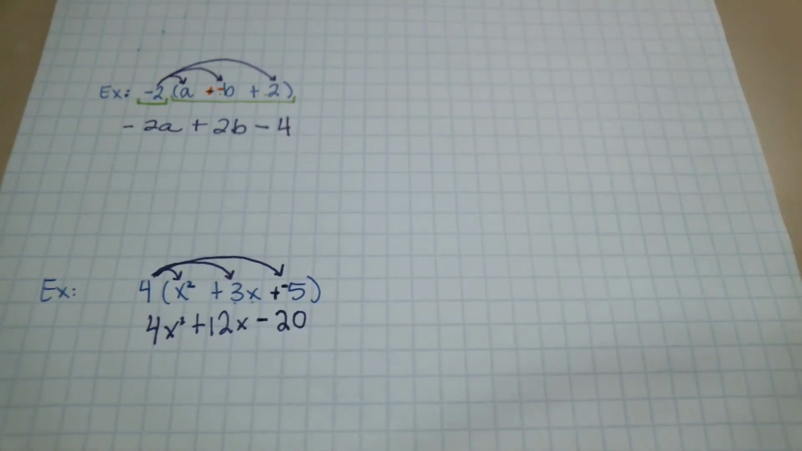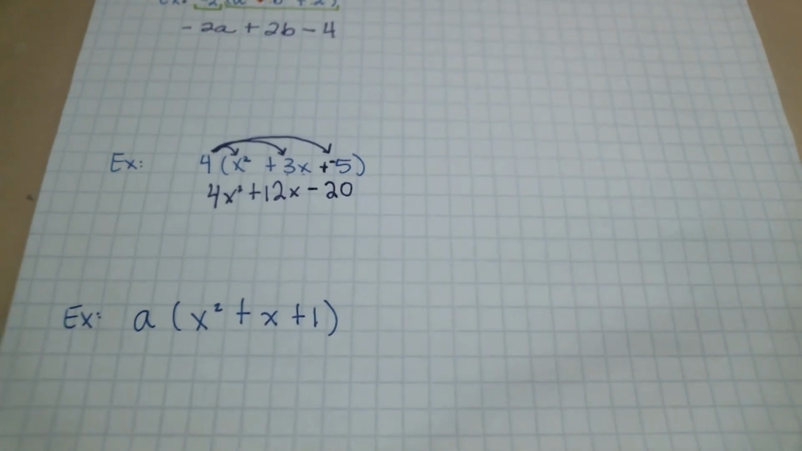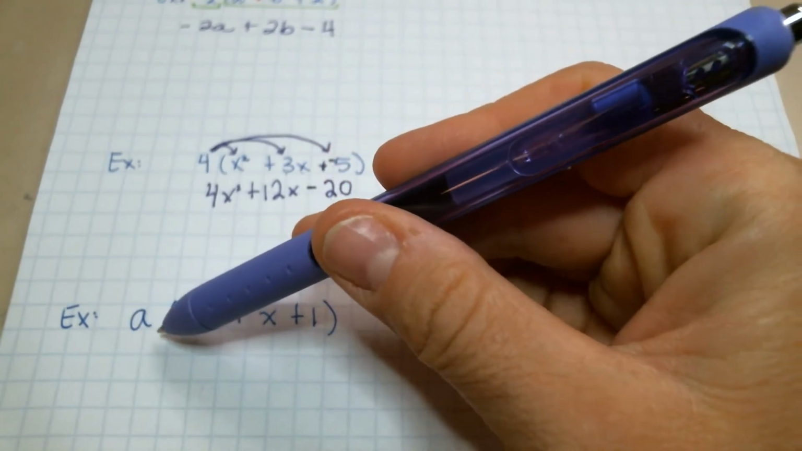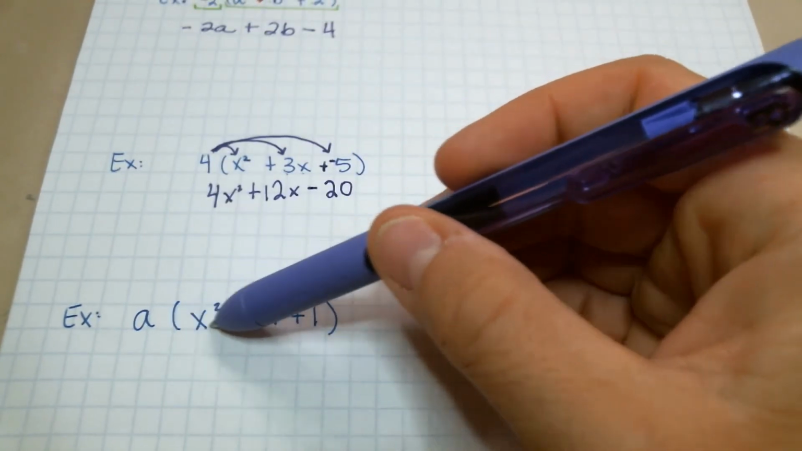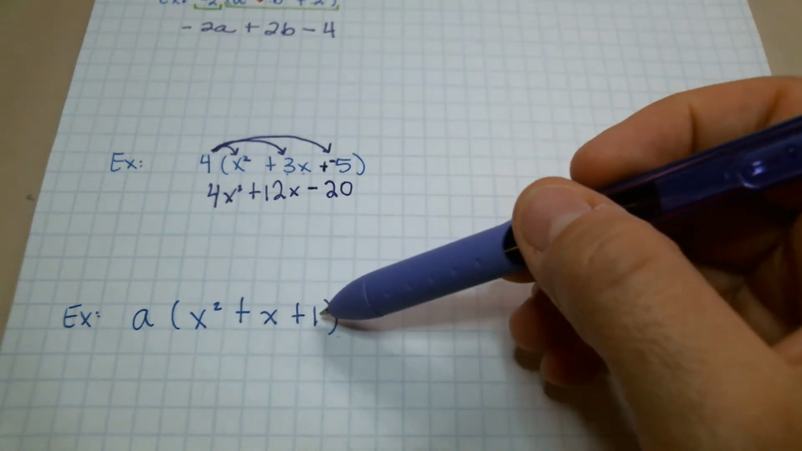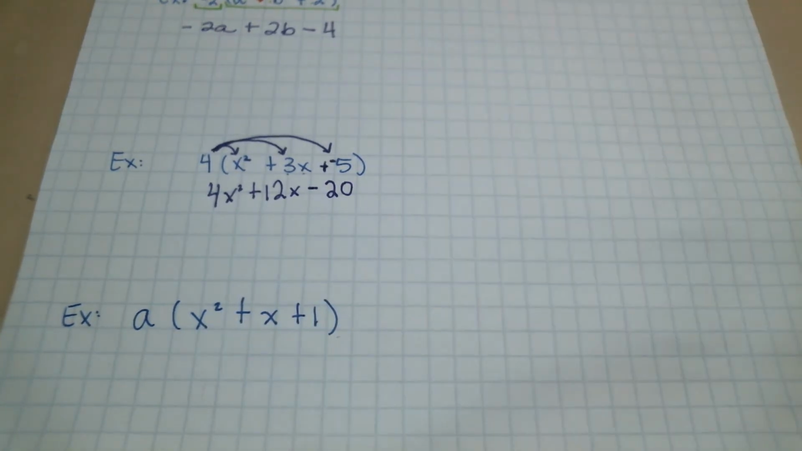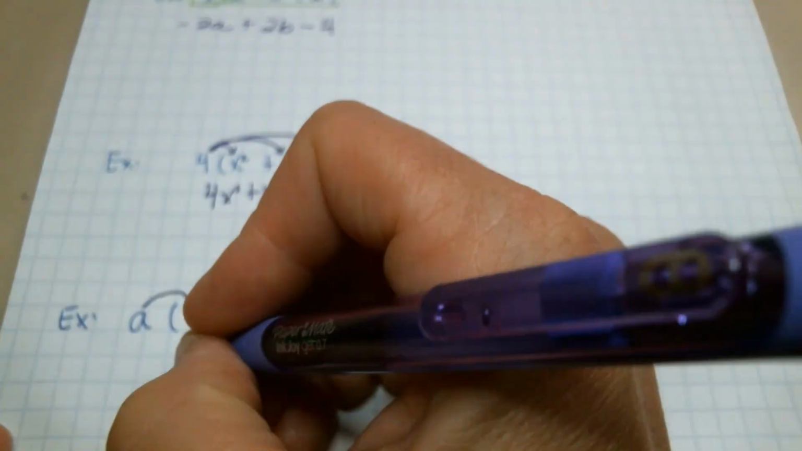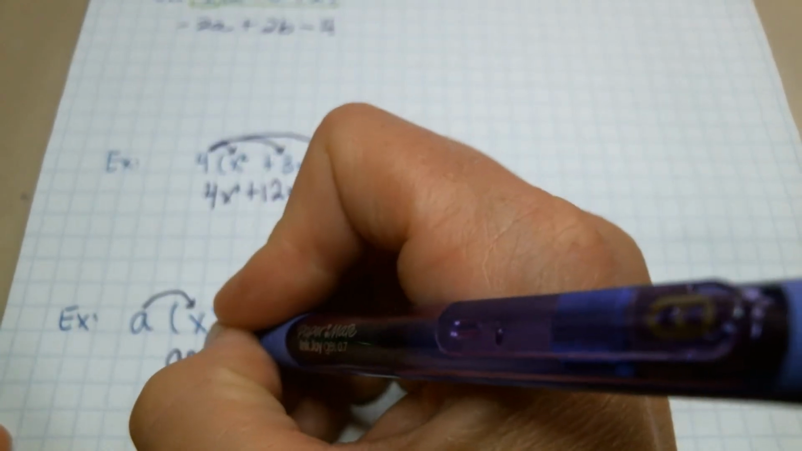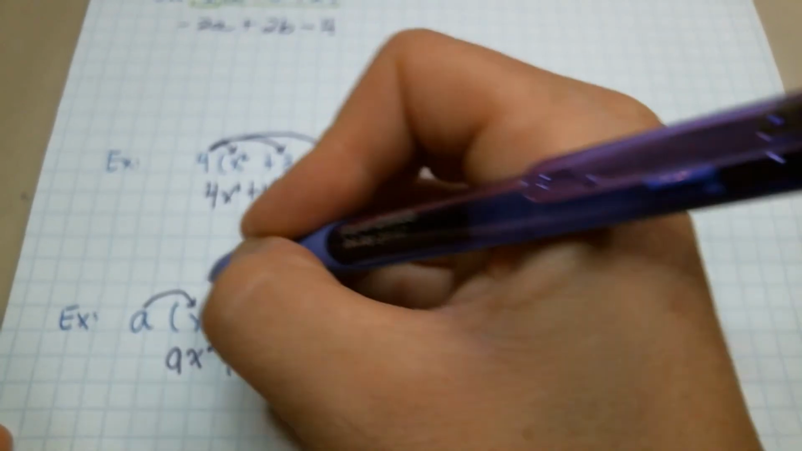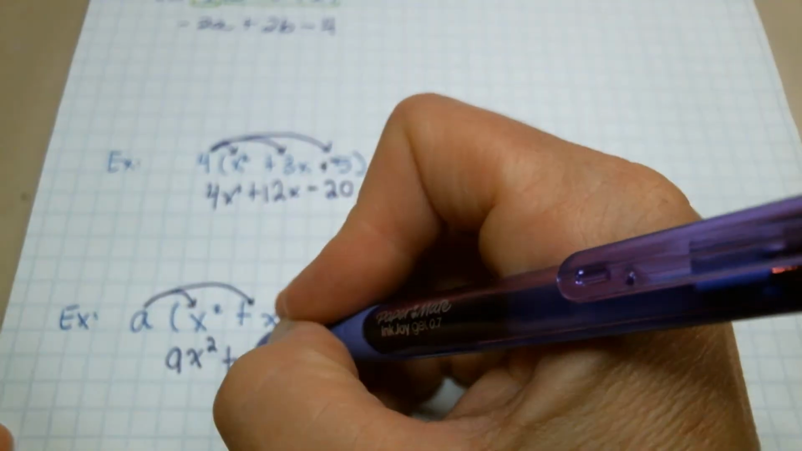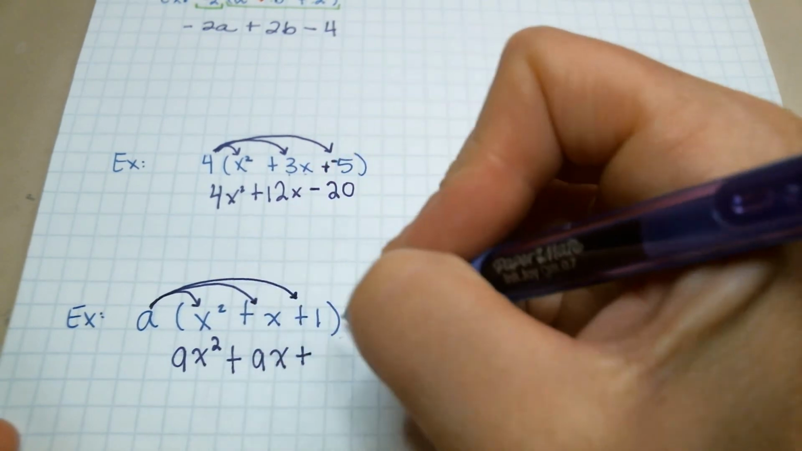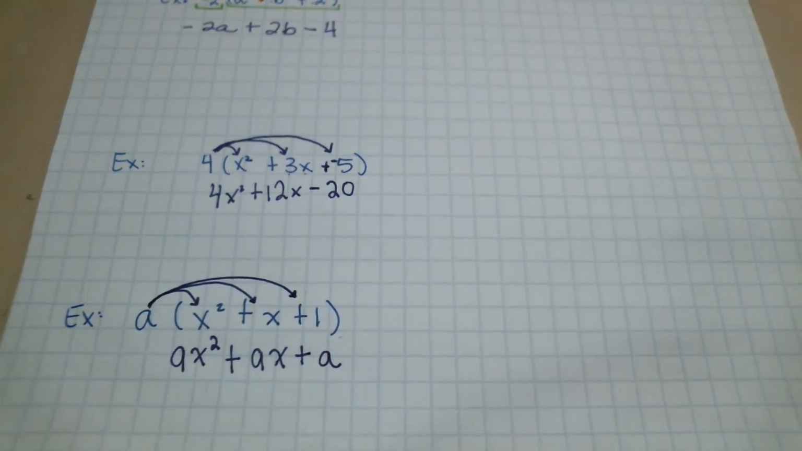All right, one more example you might see in algebra class when you distribute is a variable like a times a group like x squared plus x plus 1. Now, don't let this scare you. If you had to see something like this, a times x squared would just be a x squared plus a times x would be ax plus a times 1 is just a. And that would be your solution.